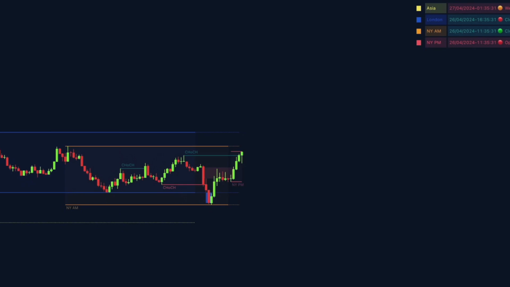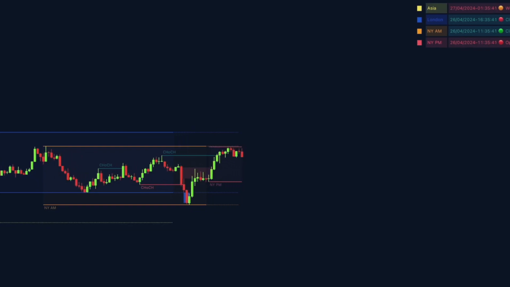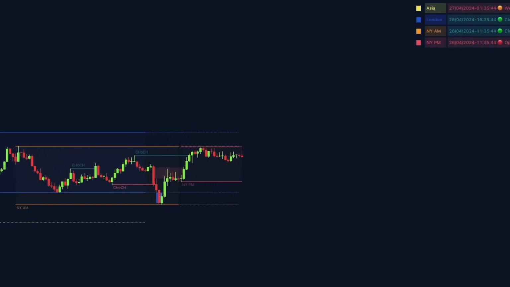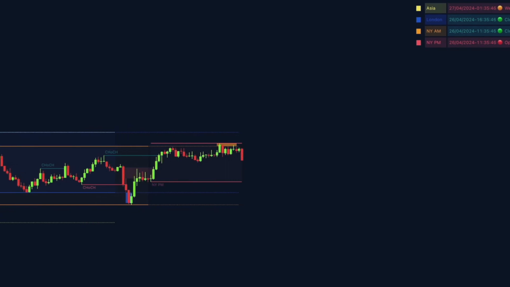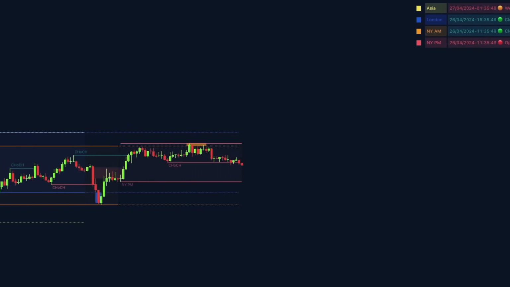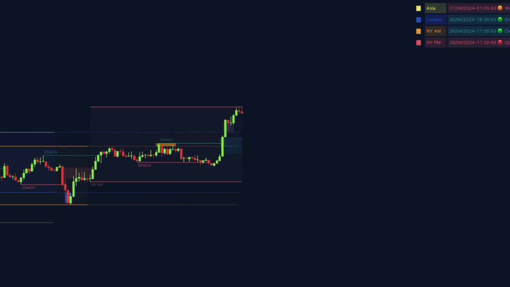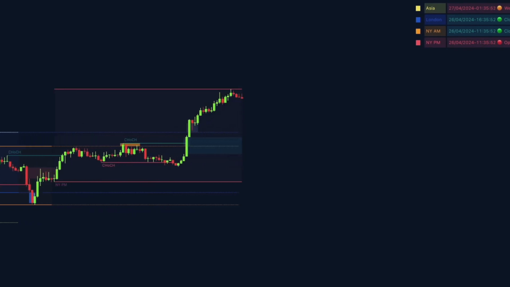A part of a common entry model when using session sweeps is waiting for the formation of a change of character after a session sweep. After the formation of a CHoCH, you can enter a position when the price enters the area of a fair value gap. This entry setup is commonly used by ICT traders. It works in short time frames like 5 and 15 minutes.